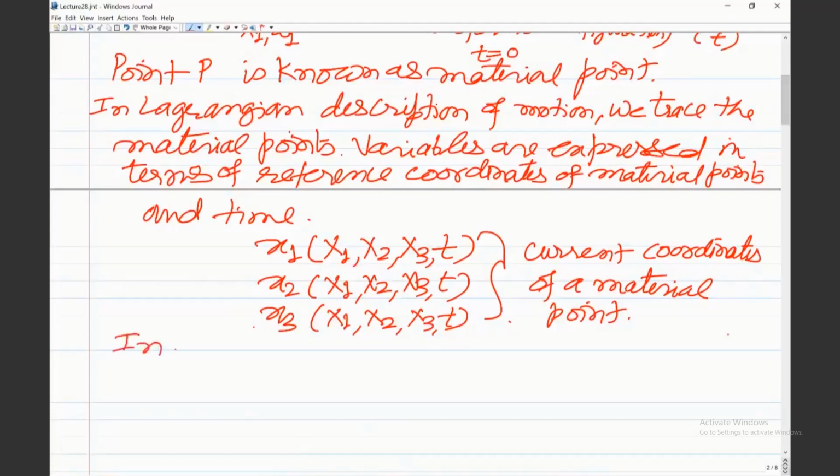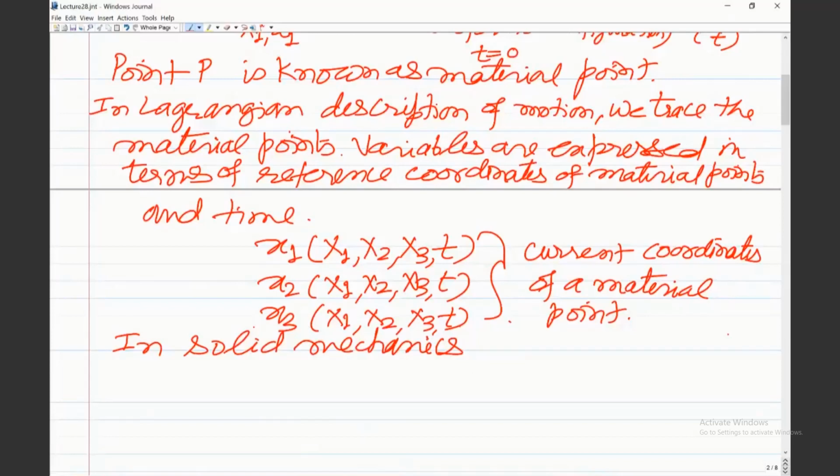For infinitesimally small deformations, we do not distinguish the initial and the current configuration, so there is no discussion about the Lagrangian description or Eulerian description. This comes into play when we deal with finite deformation, large displacements, finite deformation gradients.